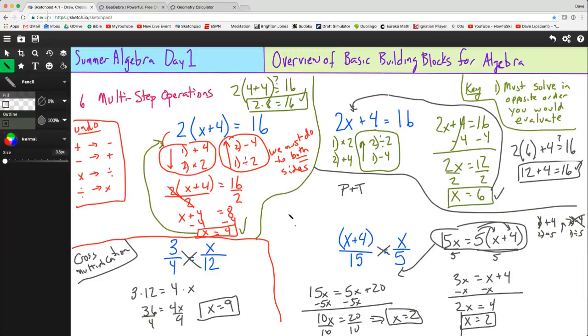Okay, so that's multi-step operations. You give some good examples. Again, if you struggle with this, there are some problems in the book, come see me or ask specific questions and I can do them more in depth.